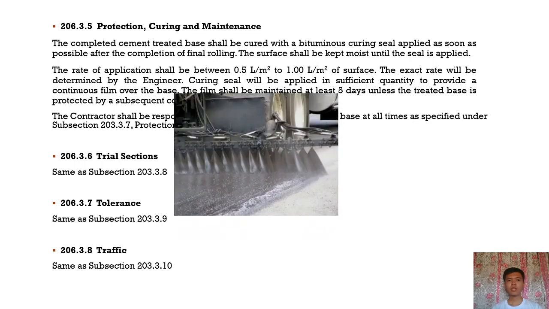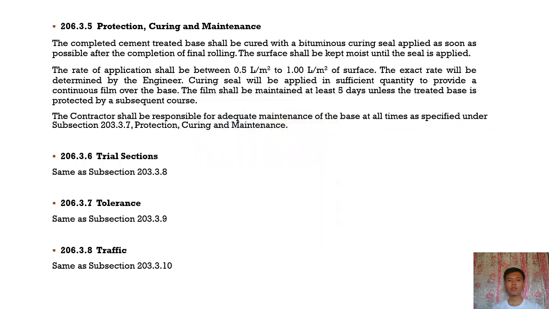So the rate of application shall be between 0.5 liters per meter squared to 1.0 liter per meter squared. So this is an example of the application for the bituminous curing seal. The exact weight will be determined by the engineer. Curing seal will be applied in sufficient quantity to provide a continuous film over the base. The film will be maintained at least 5 days unless the treated base is protected by a subsequent course.